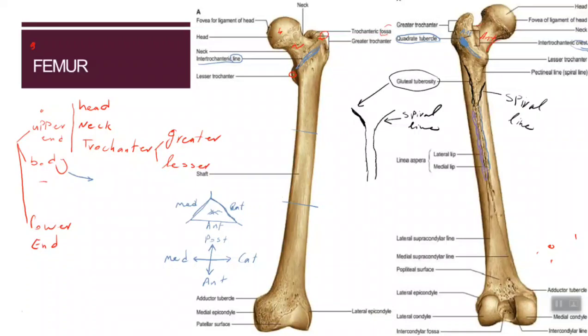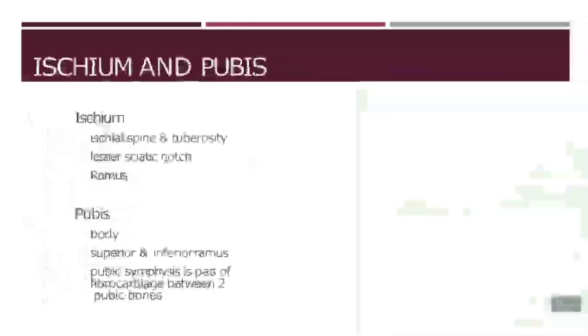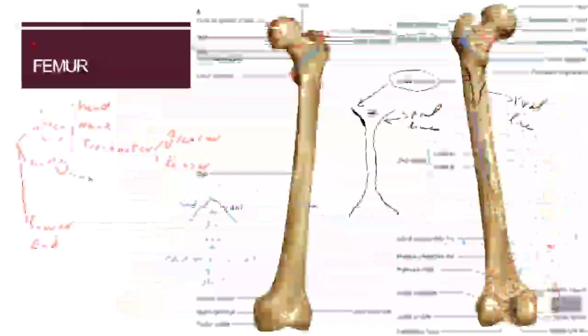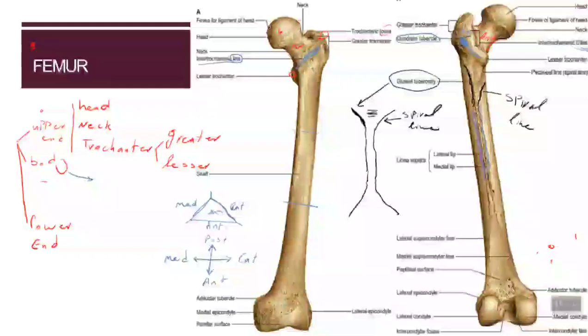As a result of this separation, another surface, the fourth surface, is made here between these two lines, a small surface. In the lower part, again, the two lips of the linea aspera separate from each other in the lower 1/3, like in these pictures. You can see in the pictures that this line and this line are separated from each other.